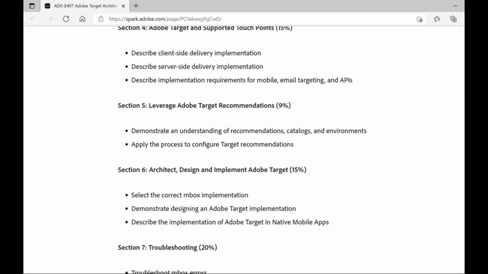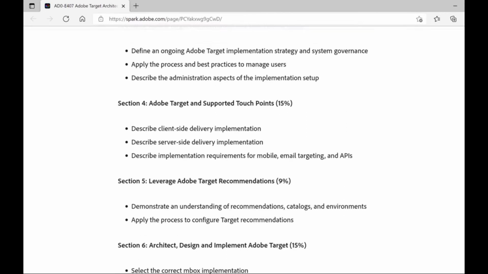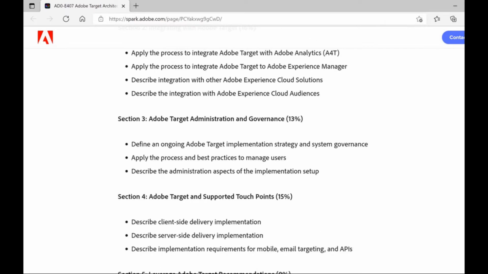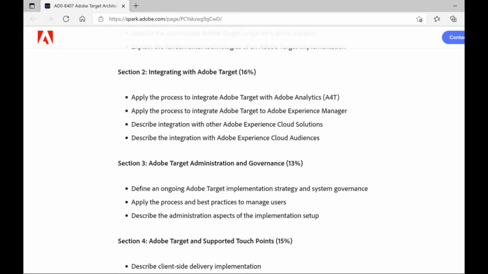You have these different sections that you can see here right now, right? You have Adobe Target and supported touchpoints, one section. Adobe Target administration and governance is another. Then there is integration, right? They have mentioned these different percentages. Integration has 16%, then administration is 13%.